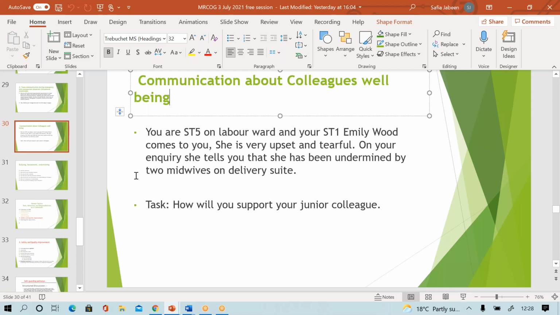But then you have your own named supervisor for every trainee as well, who you are working with as a team. When that consultant has a theater list, you are supposed to basically be in that theater list with that consultant. When that consultant has a clinic, you will be going in the clinic with that consultant. You will be doing your morning round with that consultant. That is your clinical supervisor.